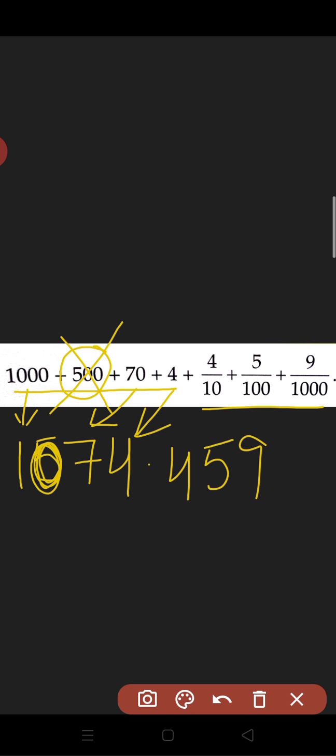So when should we write zeros? Write zeros in the vacant places between two digits. If places are not there, then you have to write zeros. For example, here 5 by 100 is also not there in the given expanded form. Simply we will write 409. So this is the way to write a decimal number from the expanded form.